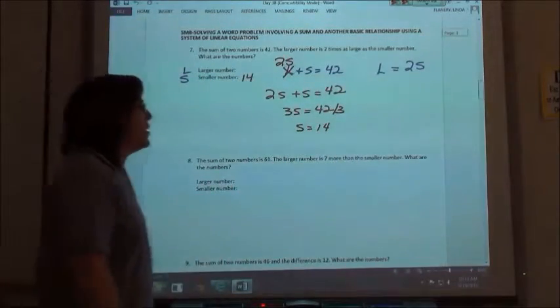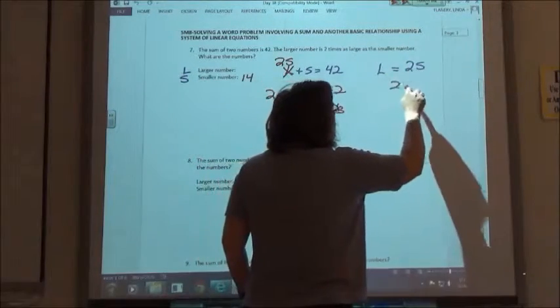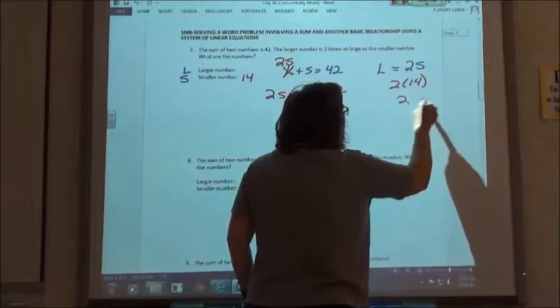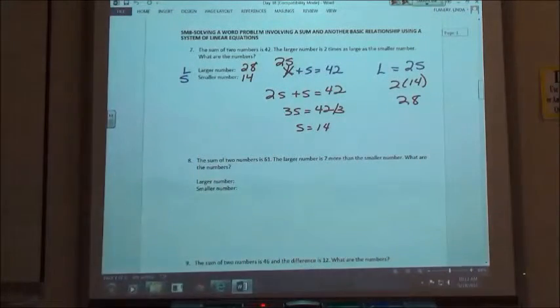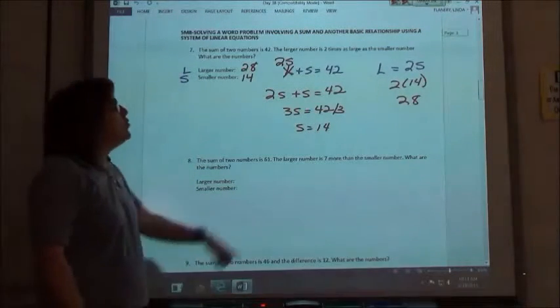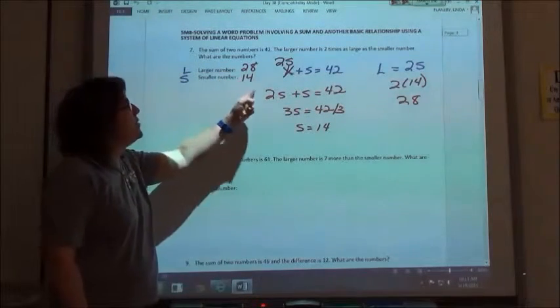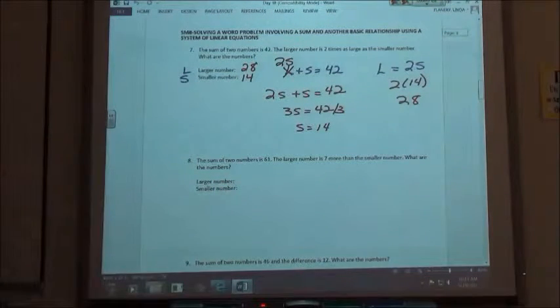My larger number was twice as big as my small one, so 2 times 14 would give me 28. And of course, if I wanted to double check that, the sum of my two numbers should be 42. If I add 28 and 14, sure enough, it adds up to 42, so I'm pretty sure I did it correctly.